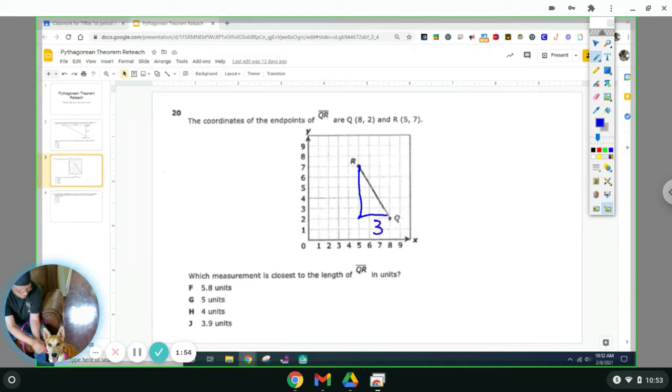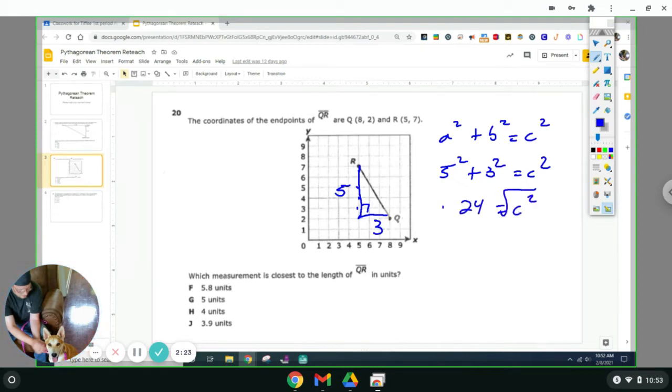There's 3 boxes here, and there's 1, 2, 3, 4, 5. Yeah, there's 5. And so you're going to use the Pythagorean theorem again. It's a squared plus b squared equals c squared. So it's 5 squared plus 3 squared equals c squared. So it's 15 plus 9, which is 24, and then you're going to square root it.